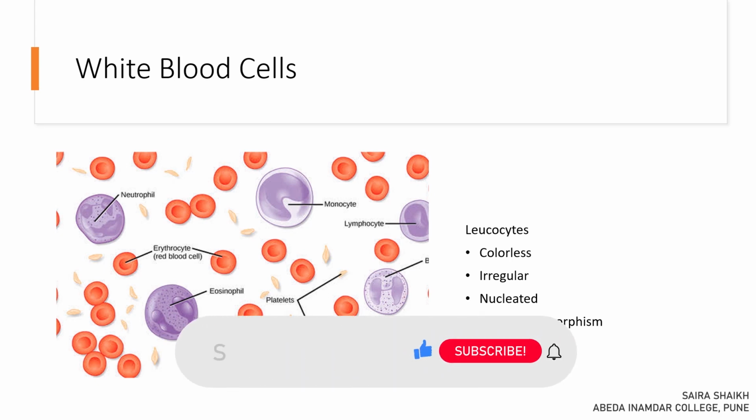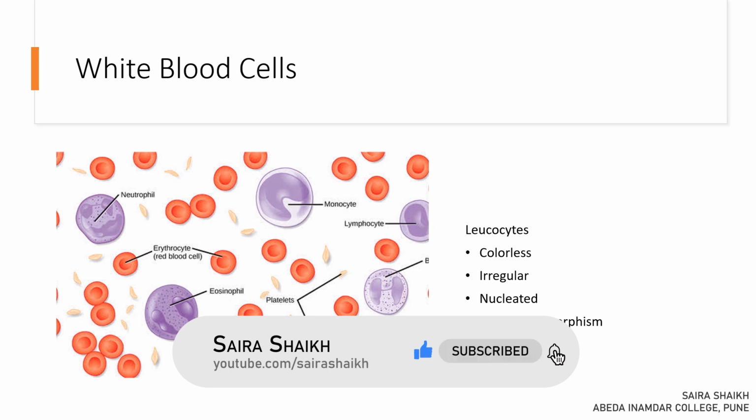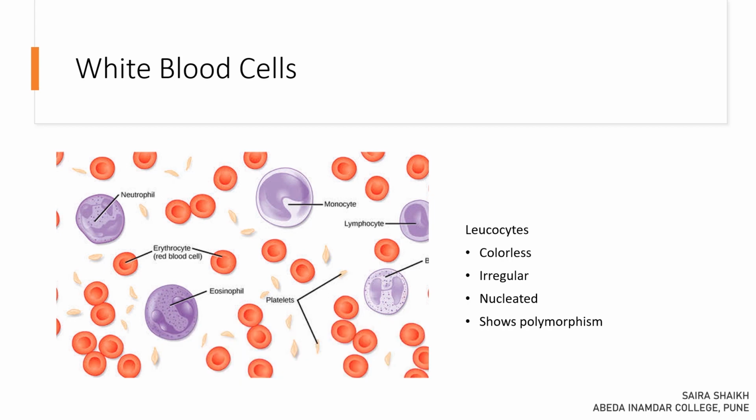These cells are nucleated. So in the figure, we can see the purple color bodies. These all are different types of WBCs. As they are present in different forms, they are called polymorphic cells.